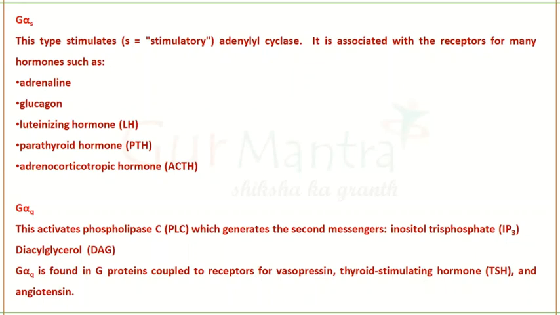Okay. Next you have GQ alpha. This will activate the phospholipase C and that will give you two secondary messengers. One is IP3, the other one is DAG. IP3 is inositol triphosphate and DAG is diacylglycerol. So this protein GQ alpha is the receptor for the ligands vasopressin, thyroid stimulating hormone and angiotensin.